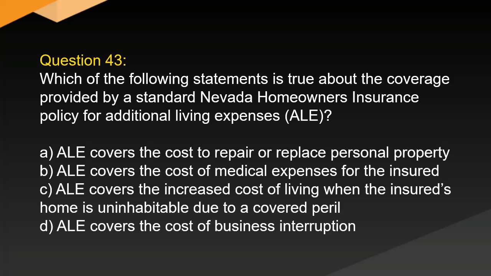Question 43. Which of the following statements is true about the coverage provided by a standard Nevada homeowner's insurance policy for additional living expenses? A. ALE covers the cost to repair or replace personal property. B. ALE covers the cost of medical expenses for the insured. C. ALE covers the increased cost of living when the insured's home is uninhabitable due to a covered peril. D. ALE covers the cost of business interruption.